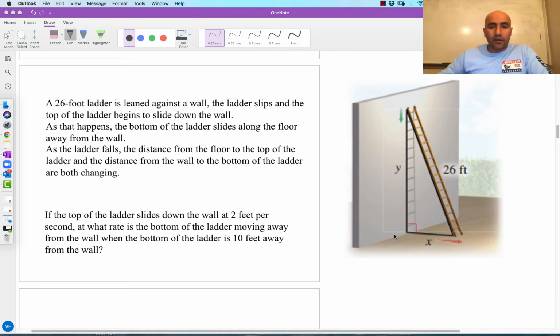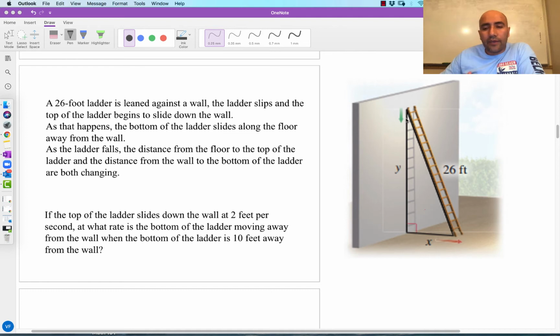Okay, so we have a couple of variables. We have the variable y to represent this distance along the wall, the height from the top of the ladder all the way down to the floor. But then we also have a speed at which it is changing, right? So that's going to be the instantaneous rate of change of the y variable. And then we also have the x, which is the distance from the bottom of the wall all the way to the bottom of the ladder along the floor. That's the x distance. And then we have the way it's changing, right? How fast is it moving as it slides?